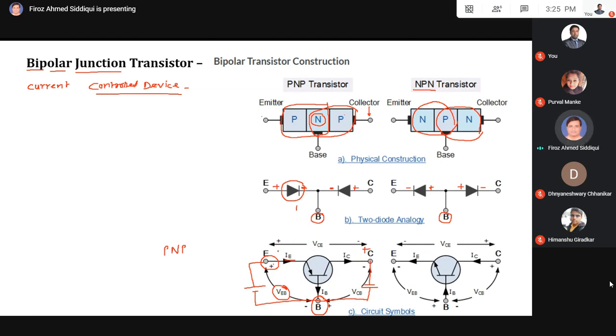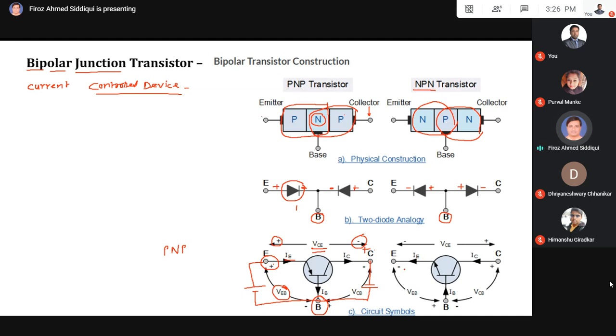And the voltage across the collector-emitter terminals is VCE. This will be the positive side and this will be the negative side of the voltage VCE. Similarly, in this NPN type transistor, the arrow is outward, and this shows the direction of the current.